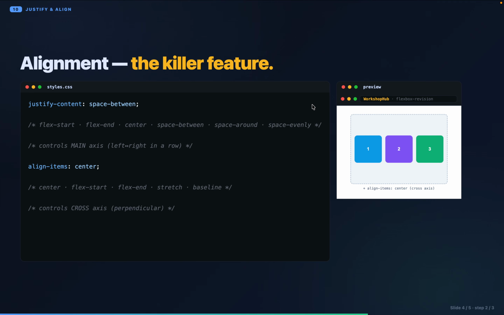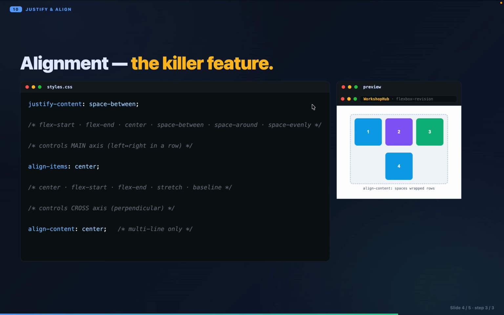Align items handles the cross axis, perpendicular to the main one. Center them, flex start to stop, flex end to bottom, or stretch to fill the container. And baseline aligns text baselines. Got multiple wrapped rows? Align content spaces the rows themselves. Single line, it does nothing. Multiple lines, it controls the gaps between rows.